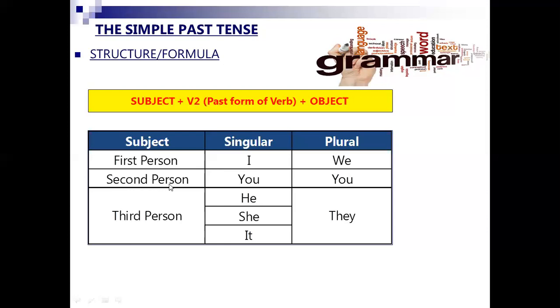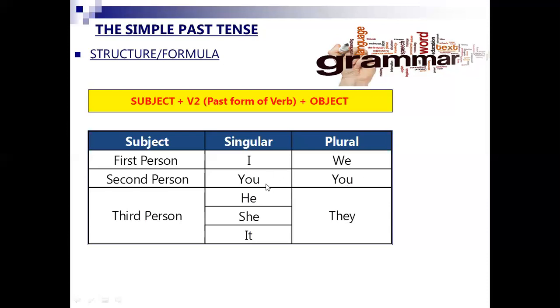The second type is second person. Now what is second person? Second person means the one to whom we are speaking, and it is indicated by using you for singular form and again you when it is plural. Now it is a little bit confusing. Here also you and here also you.